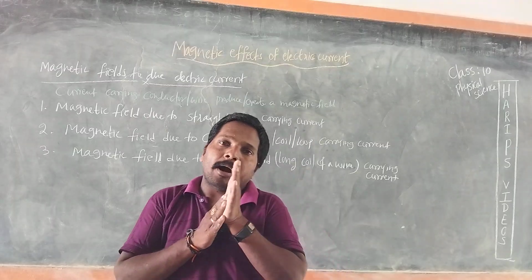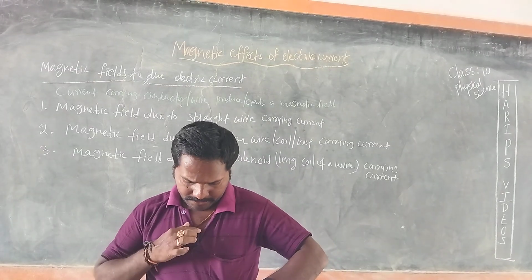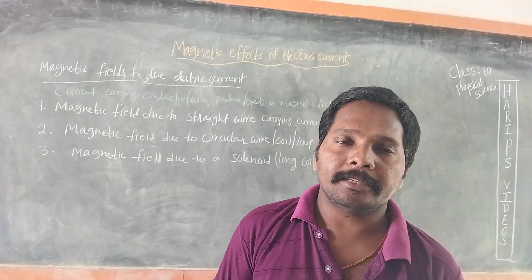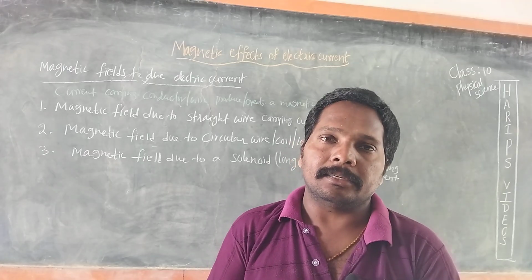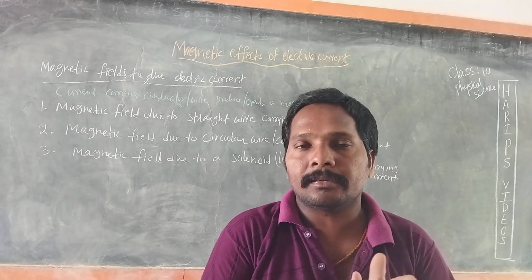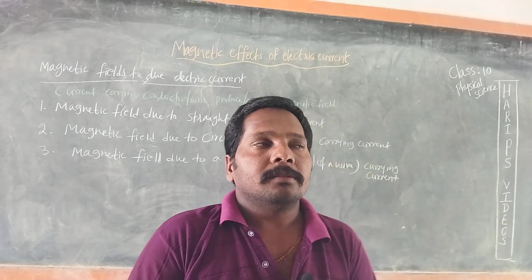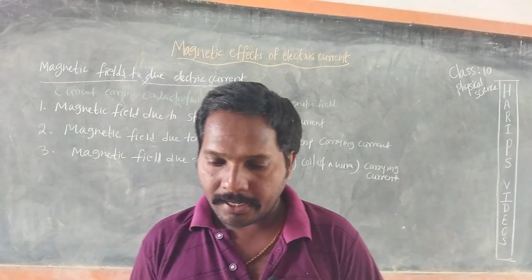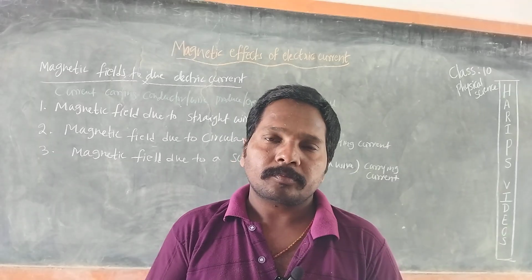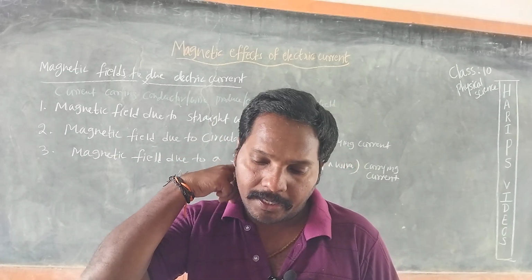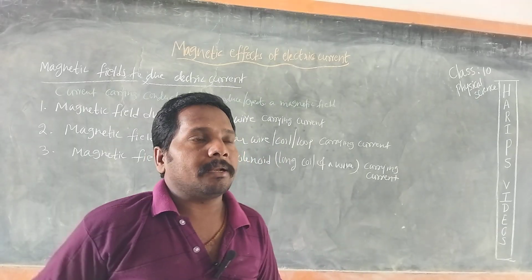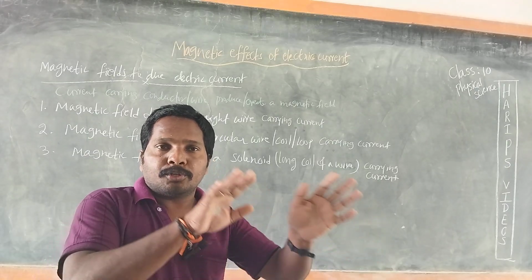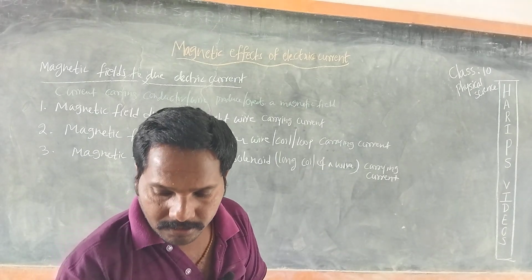As we know by the Oersted experiment, when a current is passing through a current carrying conductor or wire, a magnetic field is formed. That is called the magnetic effect of electric current. We also discussed how to draw the magnetic field lines, based on the deflection of a magnetic compass, which then shows the magnetic field lines. So, let us discuss one by one.